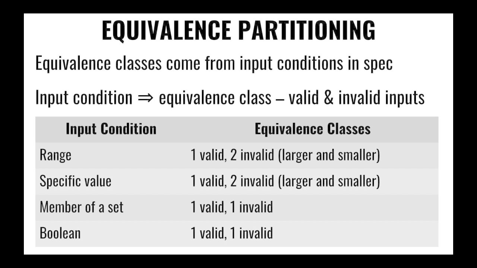Equivalence classes are derived from specific input conditions mentioned in the requirement specification. For each equivalence class, we choose input values that cause invalid and valid outputs. Depending on the type of the input, we consider various different equivalence classes. For input values taken from a range of values, we consider one valid value and two invalid, one right above and one right below, the threshold between valid and invalid.